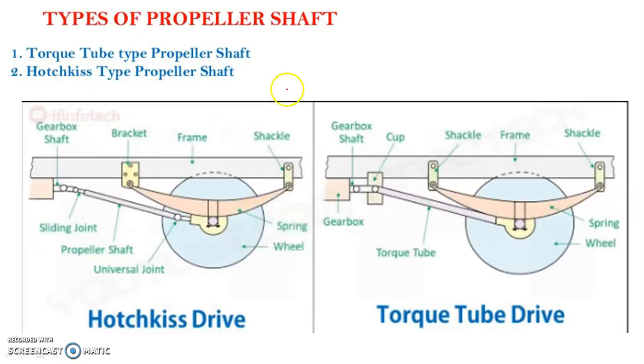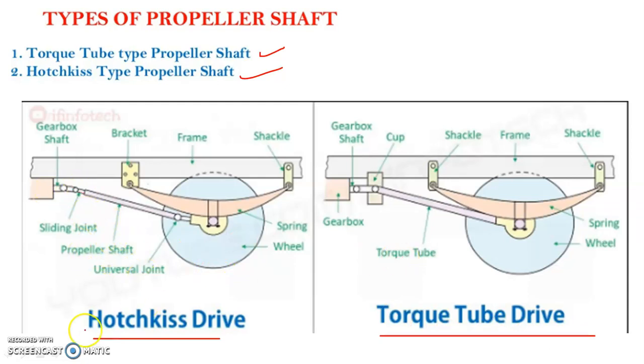What are the types of propeller shaft? There are two types. One is called a torque tube propeller shaft, and number two is the Hotchkiss type of propeller shaft. Schematically, you will see the two figures. One is for Hotchkiss drive and another is called a torque tube drive. What is the difference? You will find it in these two sketches.